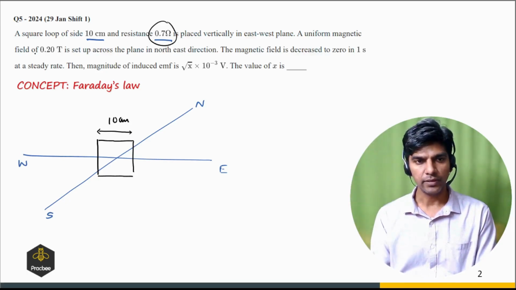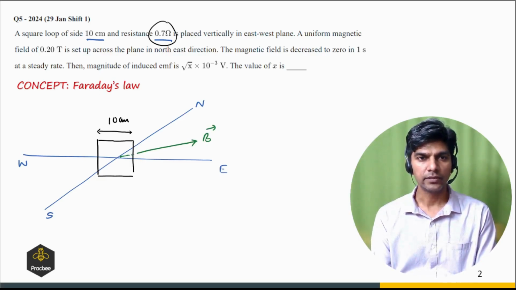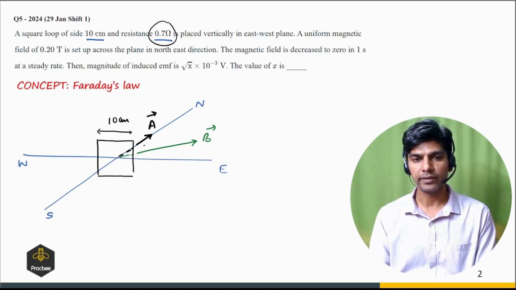A uniform magnetic field of 0.2 Tesla is set up across the plane in northeast direction. Now there is a magnetic field which is in northeast direction. So in this case we can say the area vector will be towards north. So that will be the area vector. So the angle between the area vector and the magnetic field will be 45 degrees.